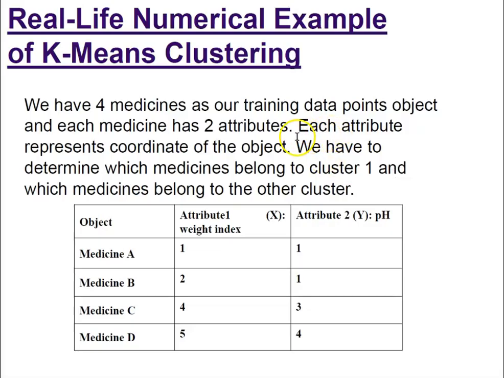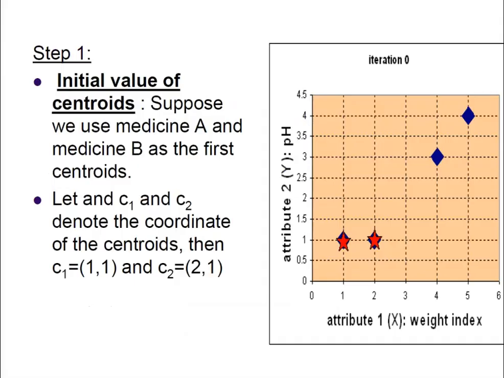Here's another example. In this case, we have a real-life medical data set. Again, you will see how clustering works in practice. So we have 4 medicines, A, B, C, and D, each described by 2 attributes: attribute 1 is a weight index, and attribute 2 is a pH level, and you have the values you can see in the table. Our goal is to cluster them again in 2 clusters.